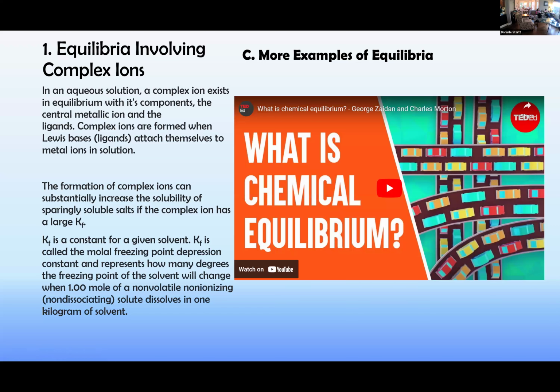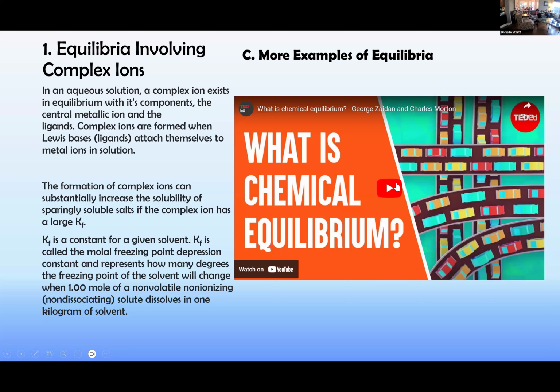This is something I'm not going to get crazy picky about, but I want you to know about it. Know about it, but I'm not going to make you do like 100 problems involving it. Your K sub F is a constant for a given solvent. K sub F is called the molar freezing point depression constant and represents how many degrees the freezing point of the solvent will change when 1 mole of a non-volatile, non-ionizing, non-dissociating solute dissolves in 1 kilogram of the solvent. So this will tell you about the equilibrium and what to expect from the equilibrium.